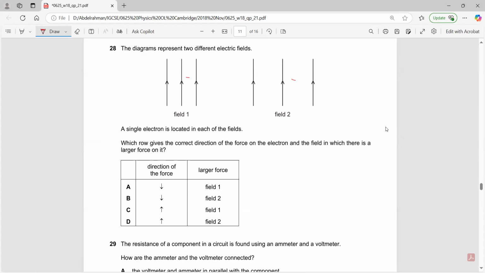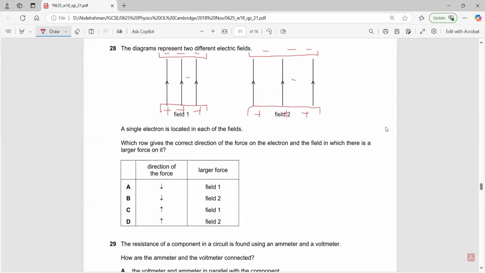We have two fields directed upwards. Where are the positive and negative poles of these fields? If the direction is moving upwards, therefore, this is the positive end of the field and this is the negative end of the field. Again, the same for this field. You have the positive end and you have the negative end.